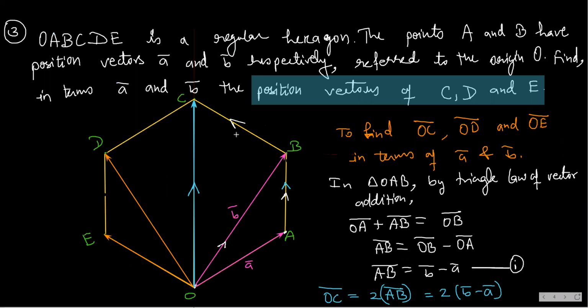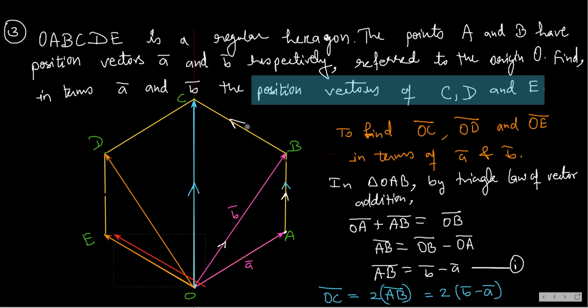See, don't worry. We got BC bar. This vector we got BC bar. What I'll do next, I know that opposite sides in a regular hexagon are parallel.